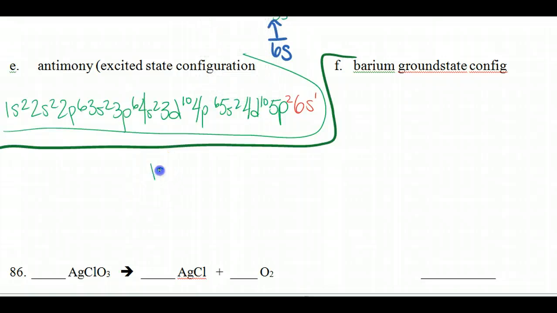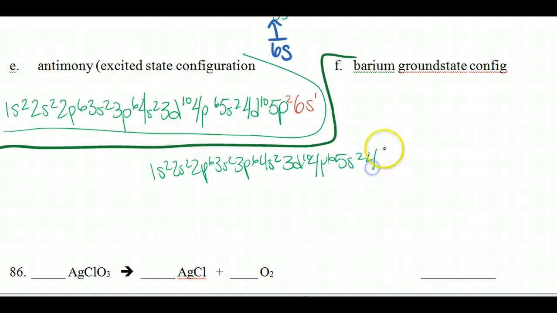So barium is going to be 1s2, 2s2, 2p6, 3s2, 3p6, 4s2. After 4s2, you hit that 3d10, 4p6, 5s2, 4d10, 5p6, and 6s2.